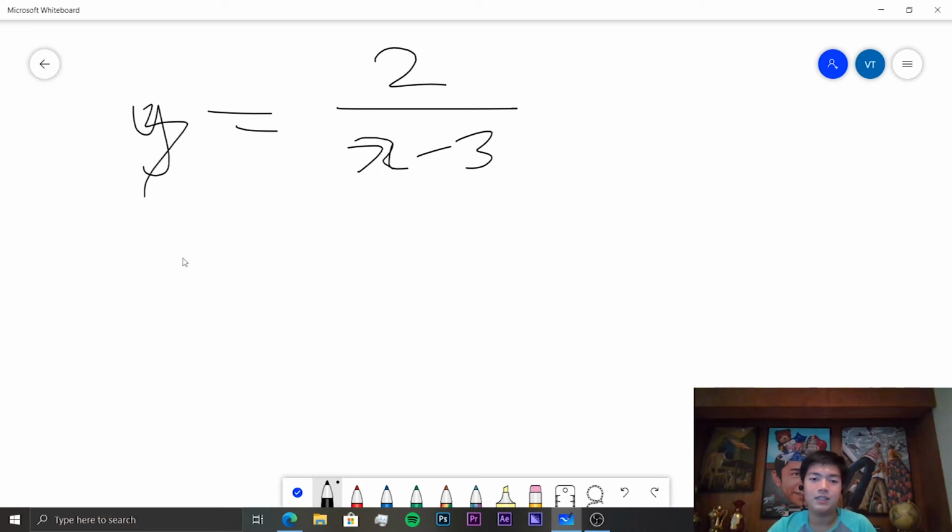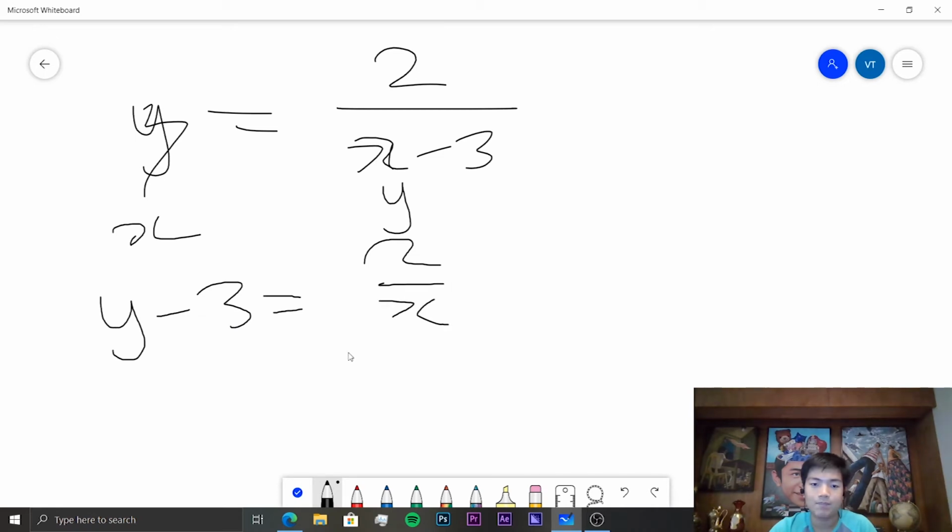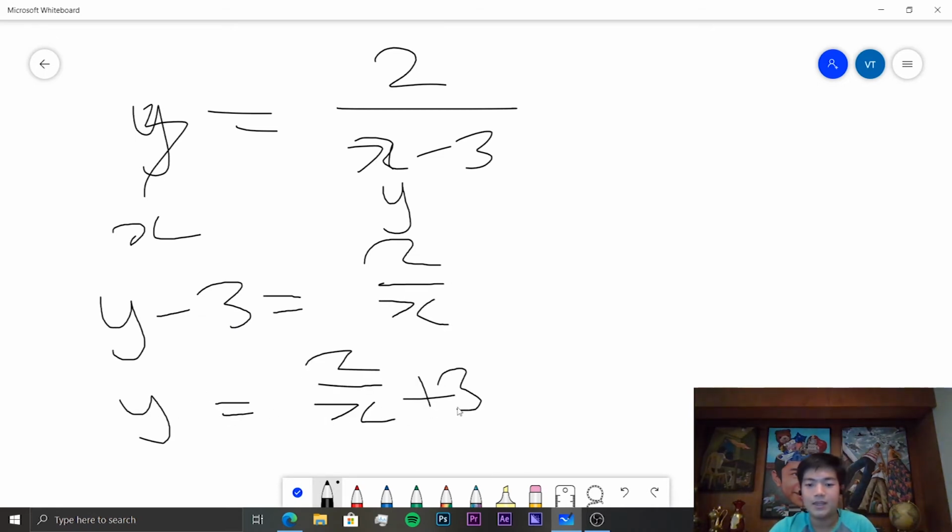Well, we swap these two. We have x is equal to 2 over y minus 3. And then we need to convert this a little. So we have y minus 3 is equal to 2 over x. So y is therefore equal to 2 over x plus 3, just as long as x is not equal to 0.